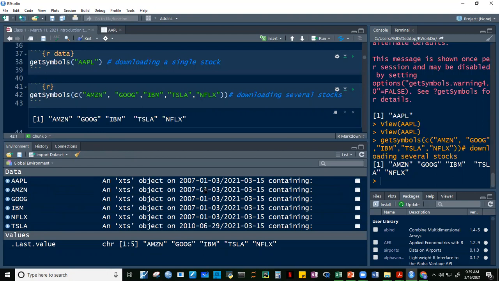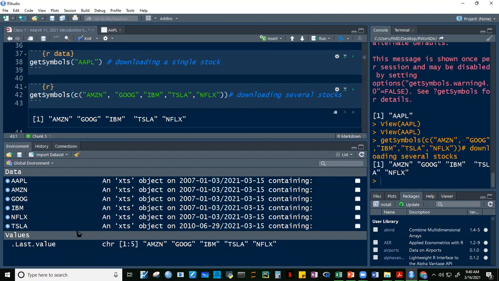yung default nila nagsisimula sa January 3, 2007. Okay? Except for Tesla, kasi bagong na-list lang siya, siguro na-list lang siya nung starting June 29. So doon lang siya nagsimula, no? So the rest, ang binibigay niya sa atin na data, ang default niya yung January 3, 2007.